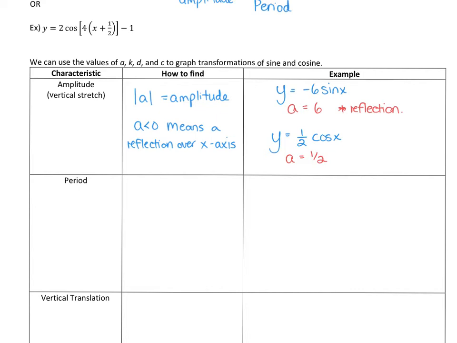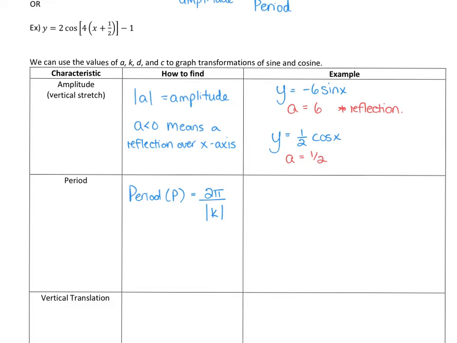Next is our period, and we can determine the period of the function from the K value. So the period, or you can use P, is found by taking 2 pi and dividing it by the absolute value of K. And again, 2 pi because the regular period for a sine wave or a cosine wave is 2 pi, as you saw in the previous lesson.